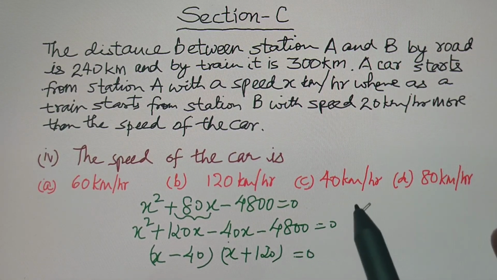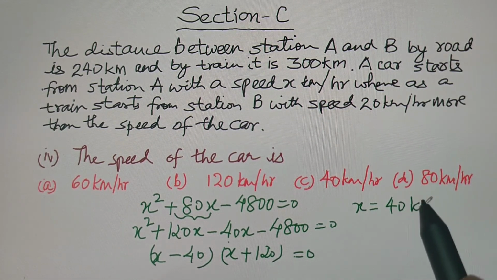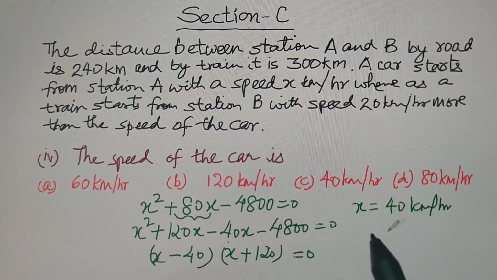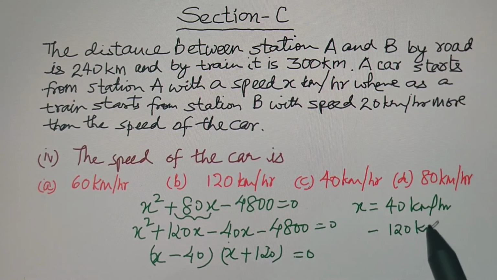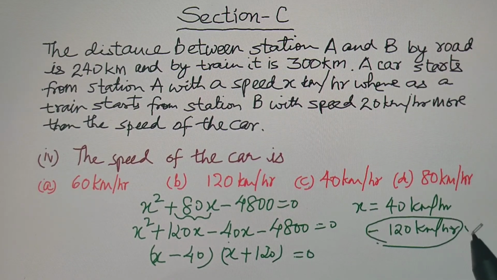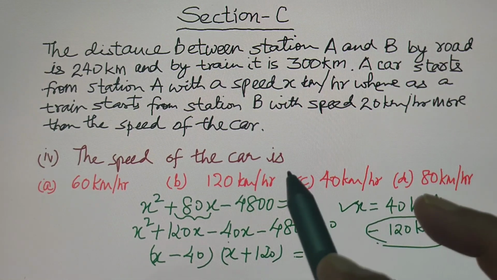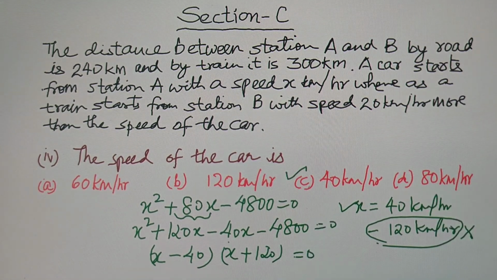Here we are getting two values, one is 40 and the other is minus 120. So we are going to discard this. The value of x is 40 km per hour. So option C is the right answer.